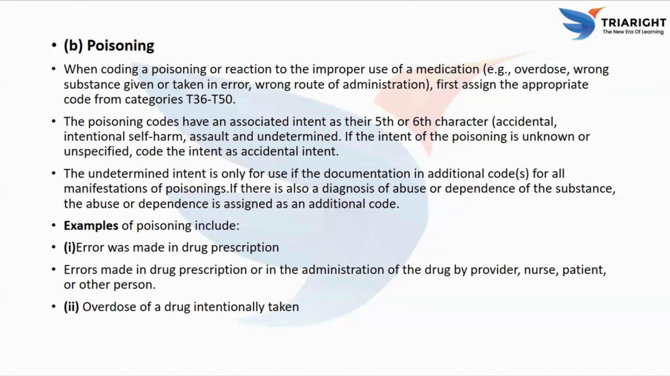And the second coding rule is intent is mandatory. Poisoning codes require an intent which is shown by the fifth or sixth character. There are types of intent. The first one is accidental intent, whether it is an unintentional overdose or error. The second type is intentional self-harm, that is a suicide attempt. The third type is assault, like someone poisoned the patient. And the fourth type is undetermined, where intent is unclear despite the documentation. If intent is unknown or not documented, default to accidental.